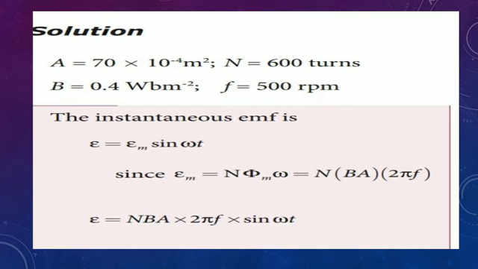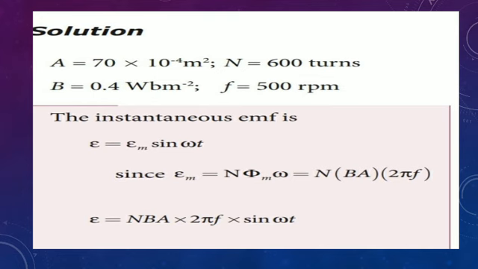See, from the question, the data is: A, area, equal to 70 into 10 power minus 4 meter square, and N, number of turns, is 600 turns, total number of turns. And magnetic field is 0.4 Weber meter power minus 2. Here f is the frequency, that is 500 revolutions per minute. So number of revolutions per second is the frequency. Therefore, f is equal to 500 RPM, revolutions per minute. RPM is nothing but revolutions per minute.